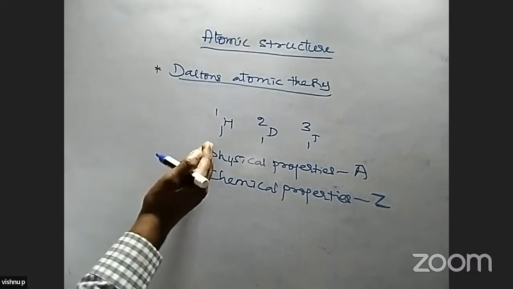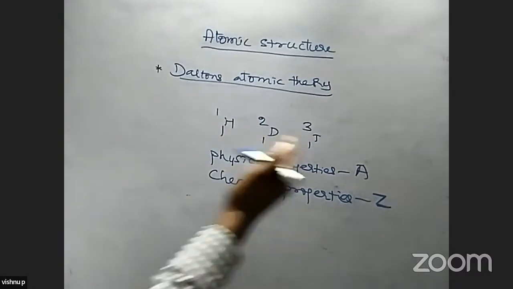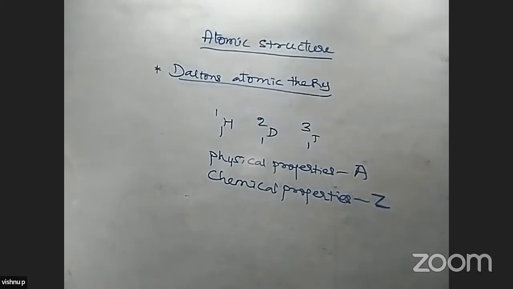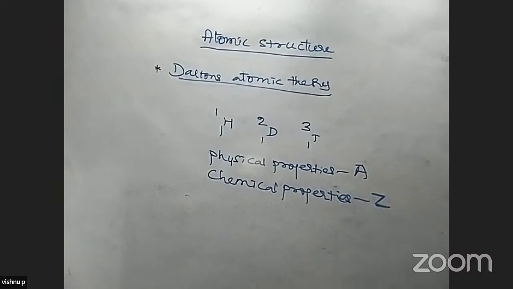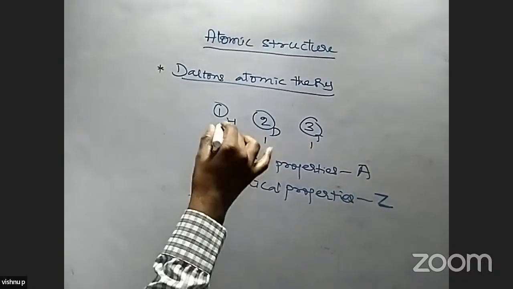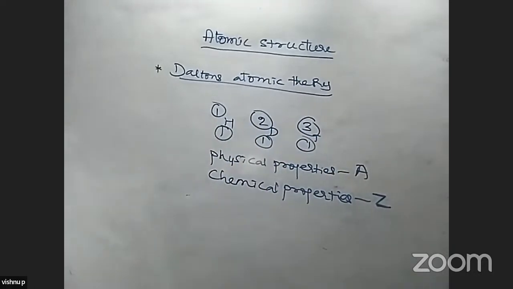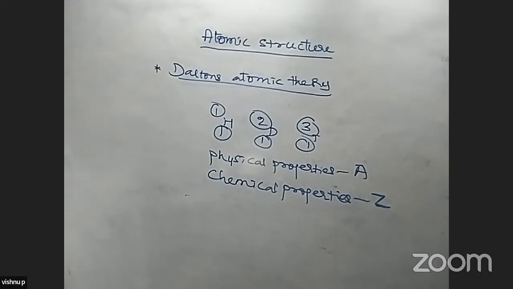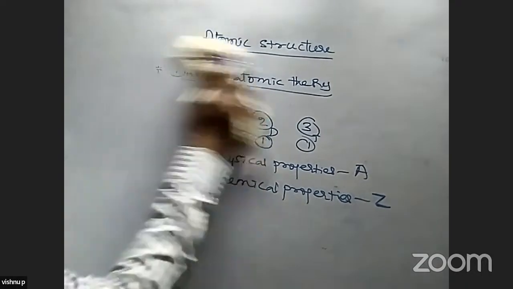So one more drawback is that he says atoms of the same elements have the same properties, but these isotopes have different properties. Physical properties depend on mass number, and chemical properties depend on atomic number. This is also a drawback of Dalton's atomic theory. So the first theory proposed is Dalton's atomic theory. Next, we'll start with fundamental particles.